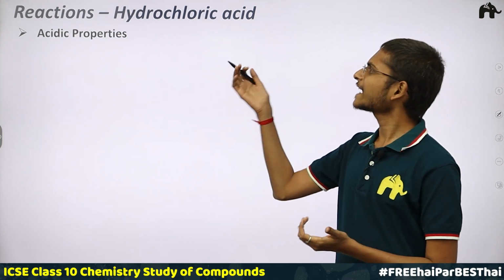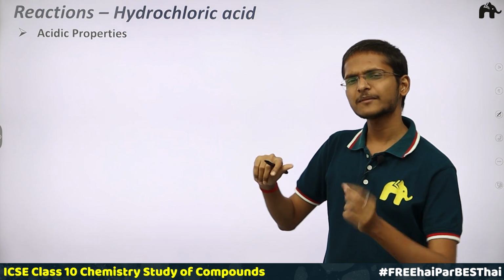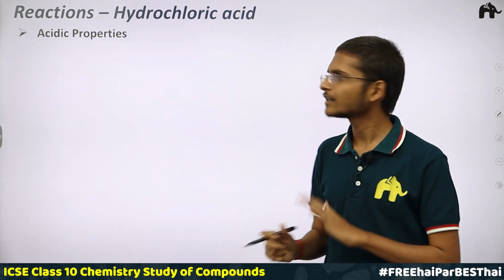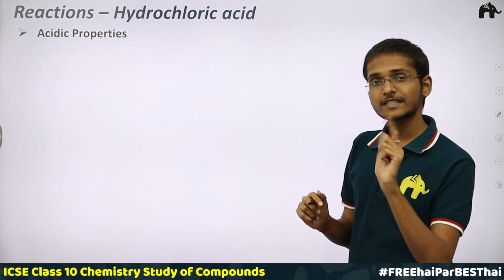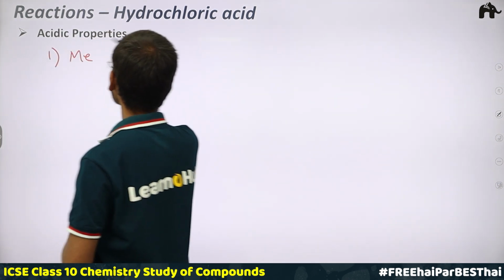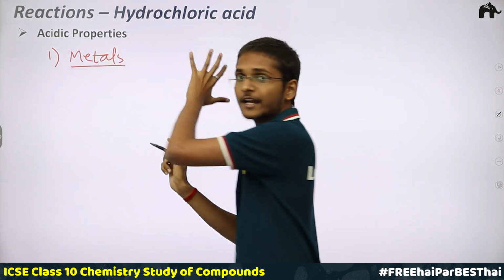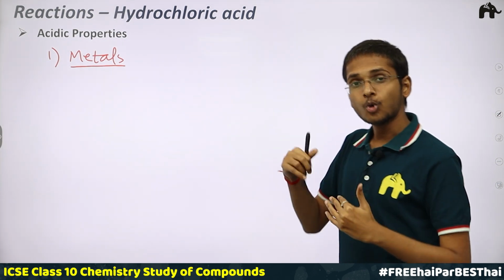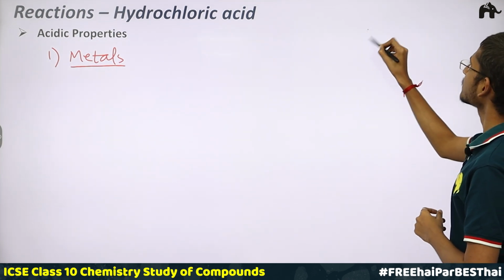Now let's quickly see the reactions of hydrochloric acid. I'm going to write a general reaction, and then take a simple example so that you would be able to write the chemical equations correctly. Acidic properties are shown by hydrochloric acid, and we are going to study them one by one, first the action of hydrochloric acid on metals. You have to remember that hydrochloric acid reacts only with those metals which are above hydrogen in the electrochemical series.